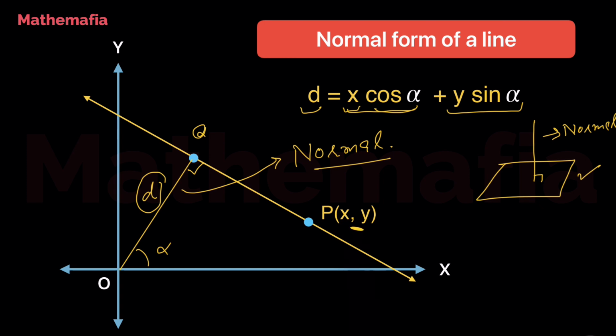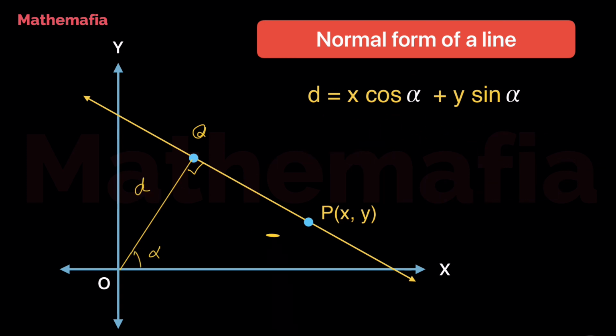Now the first thing we are going to do is understand how we are going to derive this formula, and then we will start the derivation. So let's recall it once again. We have a straight line that passes through P(x, y). OQ is perpendicular on this line, or we say this is the normal, and its distance is d, and this normal is making an angle alpha with the x-axis.